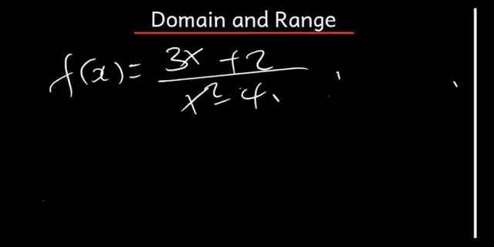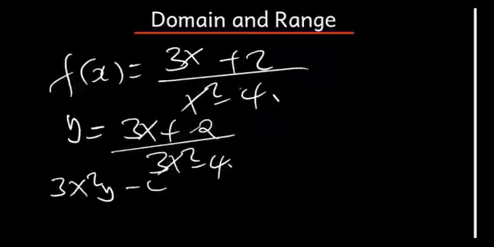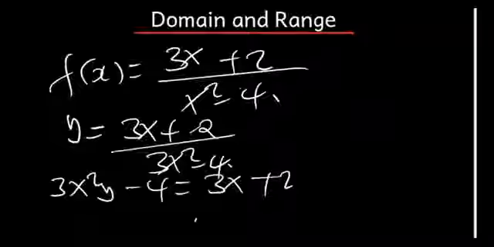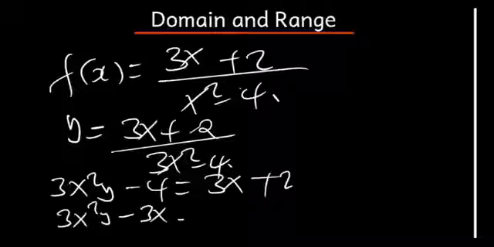Let's find the inverse now. So to find the inverse, we say y will be equal to 3x plus 2 over x squared minus 4. This is going to give us x squared y minus 4 is equal to 3x plus 2. So what I'm going to do is shift 3x to the left hand side and negative 4 to the right hand side. So I'm going to have minus 3x is going to be equal to 2 plus 4.